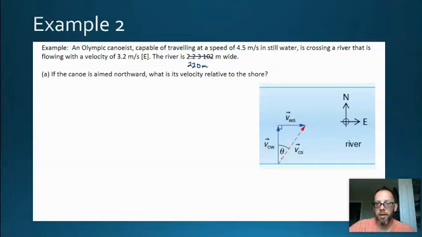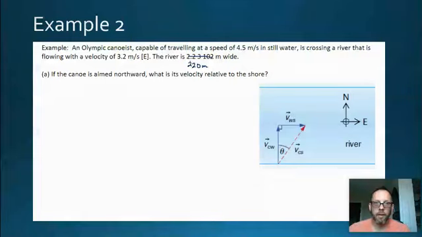So if the canoe aims north, so we all understand that the canoe can aim itself north, but if they're aiming itself north, the current is going to kind of move them in an easterly direction. And they're actually going to move across the river in some direction, kind of north and kind of east. So let's find the velocity relative to the shore. So let's set this up.